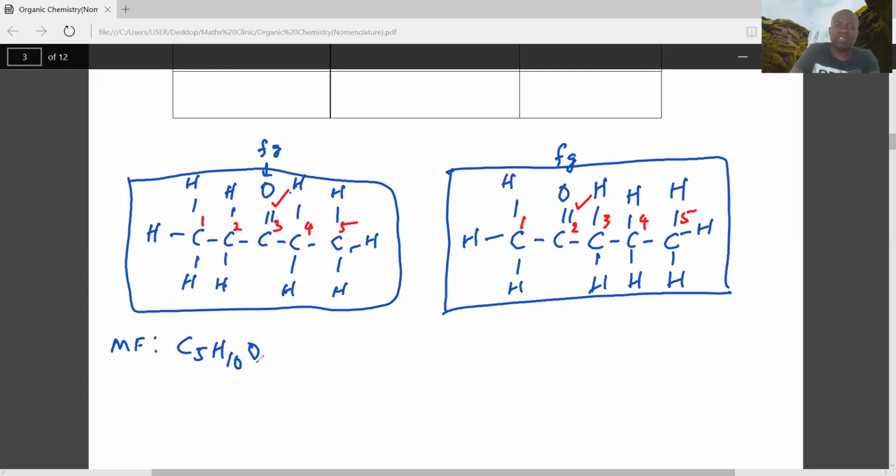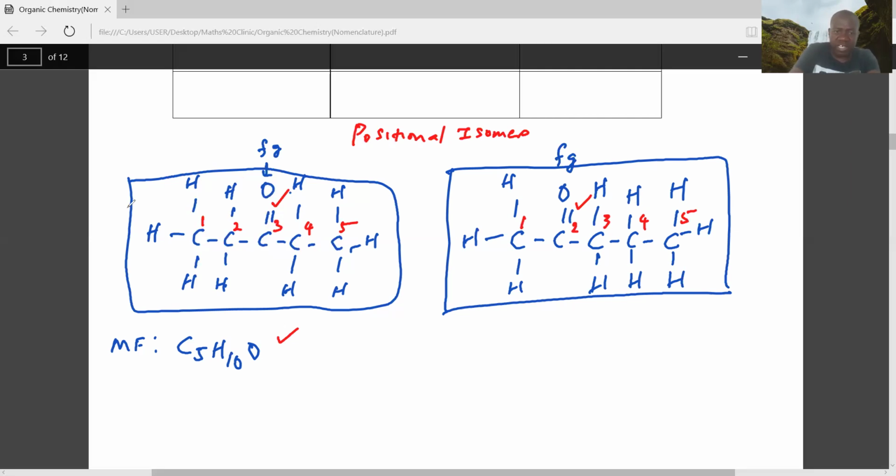So what does this mean? This is an example of a positional isomer. Why? They have the same molecular formula, but different positions of their functional group. They have the same functional group also, but their positions are different. One is at position 3, one is at position 2.